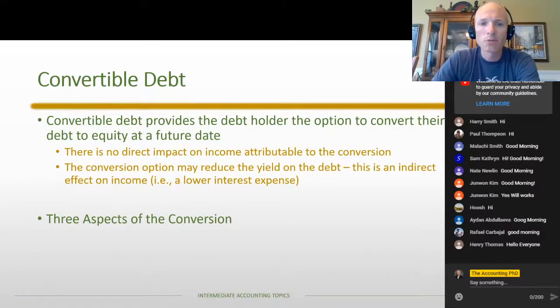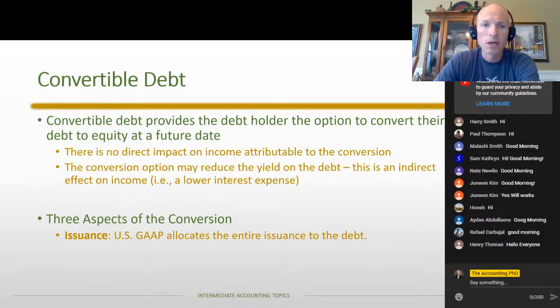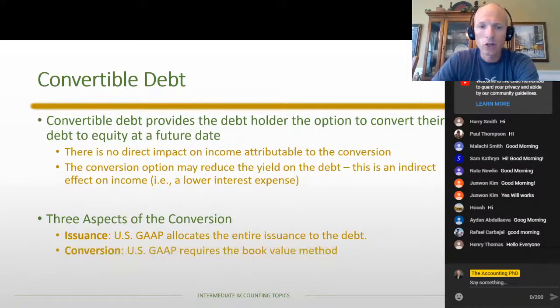So there are three aspects of the conversion that we need to consider. First of all, we do have the issuance of the convertible debt. Under current U.S. GAAP rules, the entire issuance is allocated to the debt instrument. And so at issuance, the company acts as if it's just like any other debt instrument, a bond payable, note payable, whatever it might be, without any attention paid to the fact that there's a conversion option.